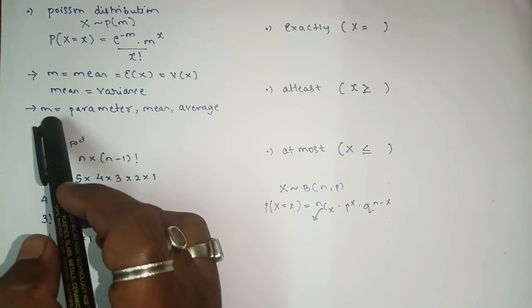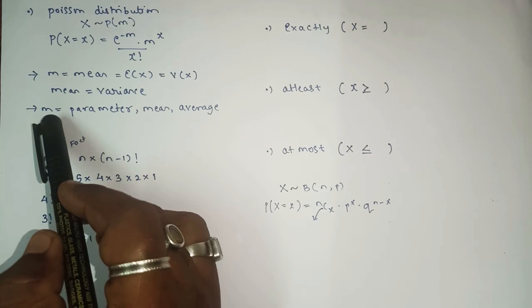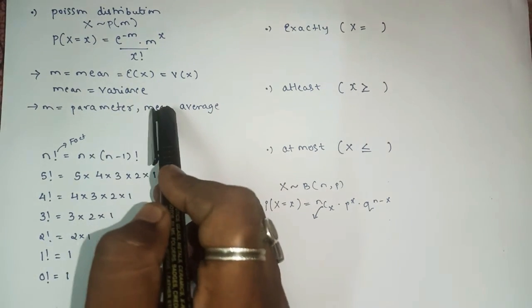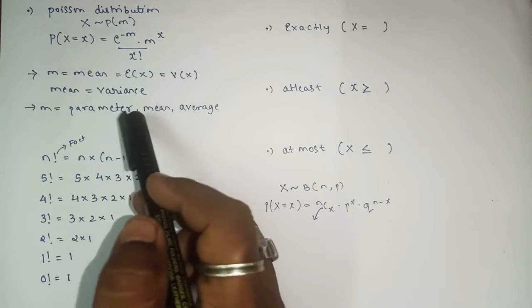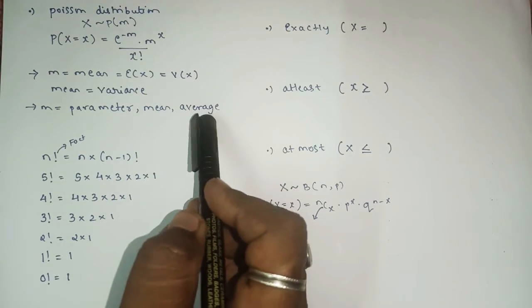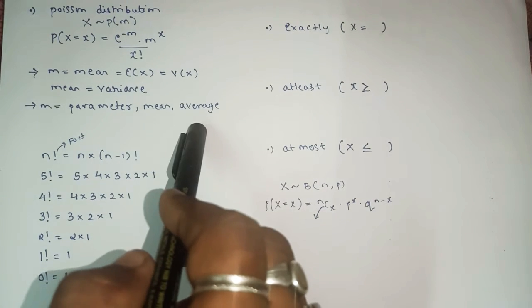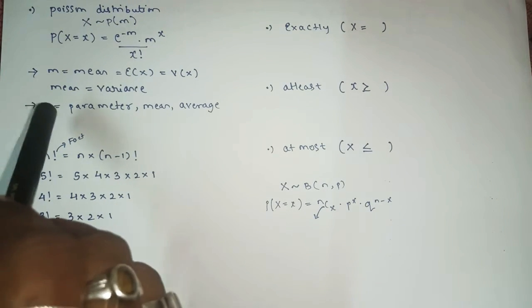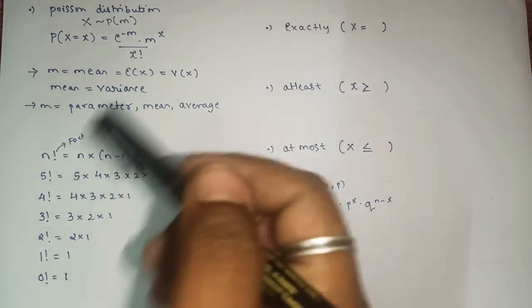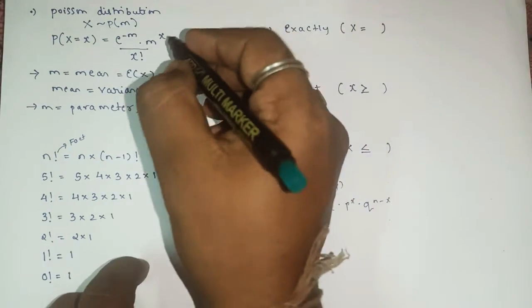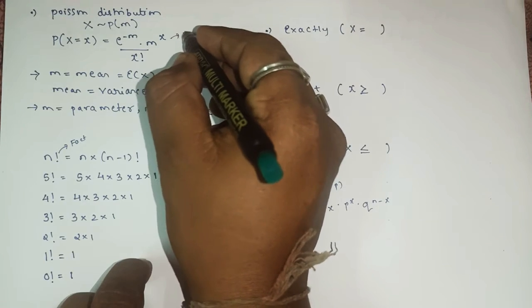Sometimes in the question they will use the word parameter, mean, or sometimes parameter and mean will be replaced by the word average. So whenever you come across the word parameter, mean or average, it means that it is the value of m. What do you mean by x? X, in simple language, we can say is what we have to find.